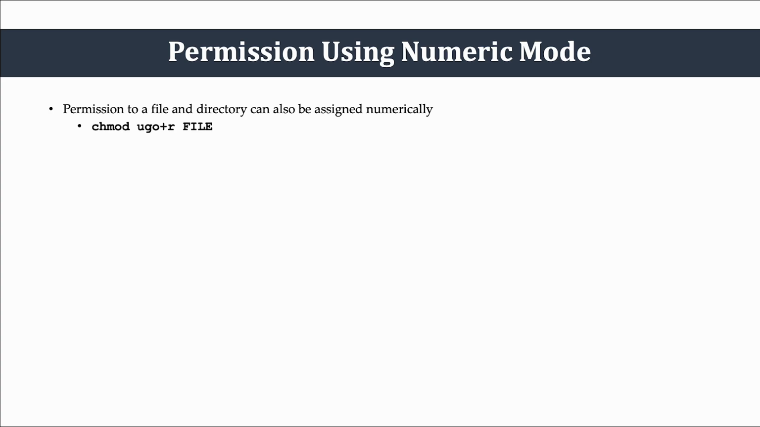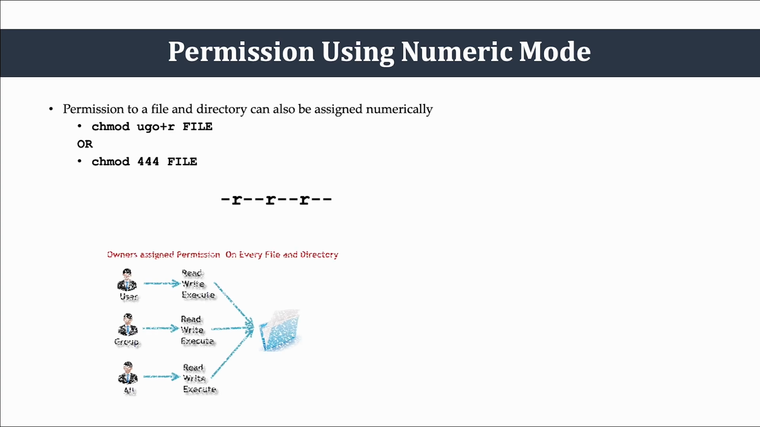You know chmod ugo plus r on a file will assign read permissions to everyone. And if you want to use the numerical way, you can do chmod 444 on the file, which will assign exactly the same permissions as the first command, and the end result will be read, read and read permissions only to everyone for a file. Now how does the 444 assign those permissions? Let's look at it by looking at the structure of a file.